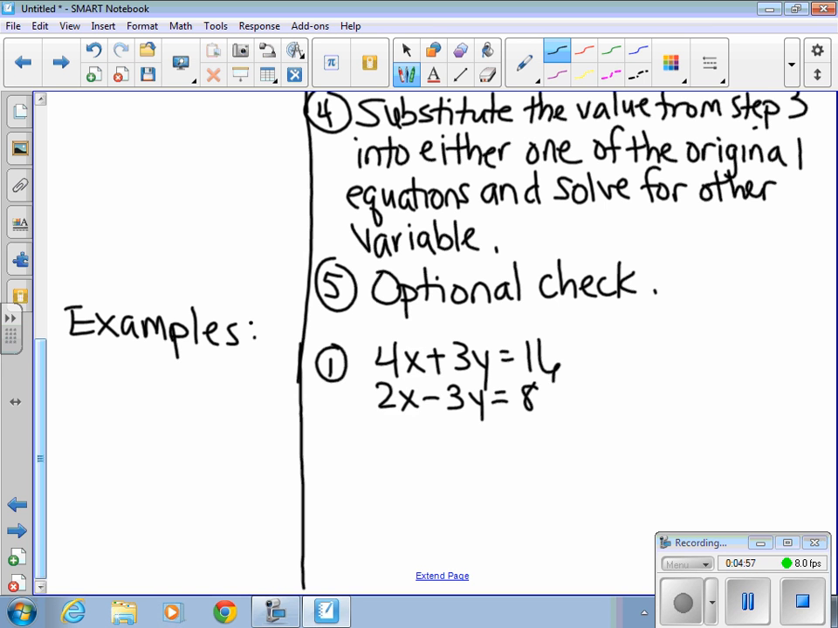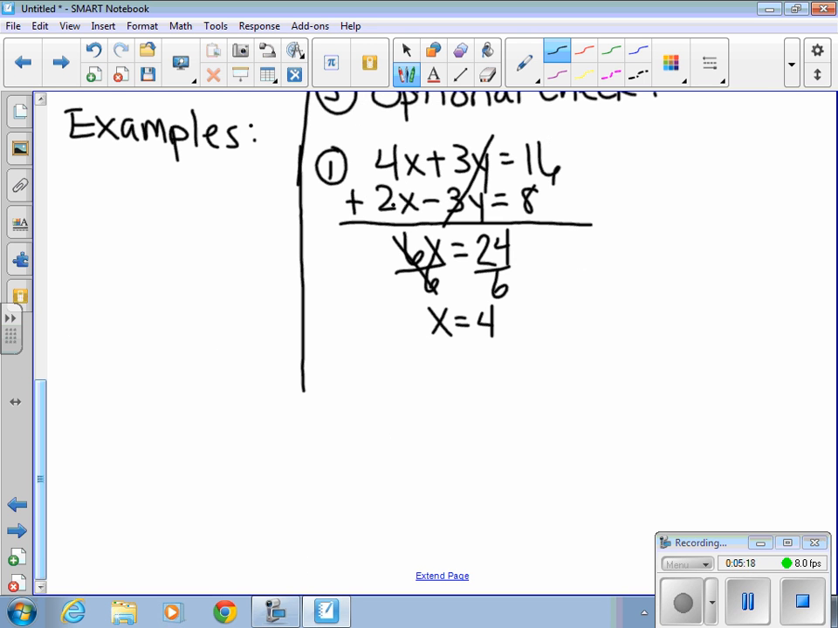So now you're going to add the equations together to combine and make one equation to get your value. Your 3y and your negative 3y are going to eliminate. That's where the name comes from for this method. 4x plus 2x will give you 6x. 16 plus 8 will give you 24. You're going to divide by 6, and very quickly you end up with half of your answer. The x value to this one is going to be 4.